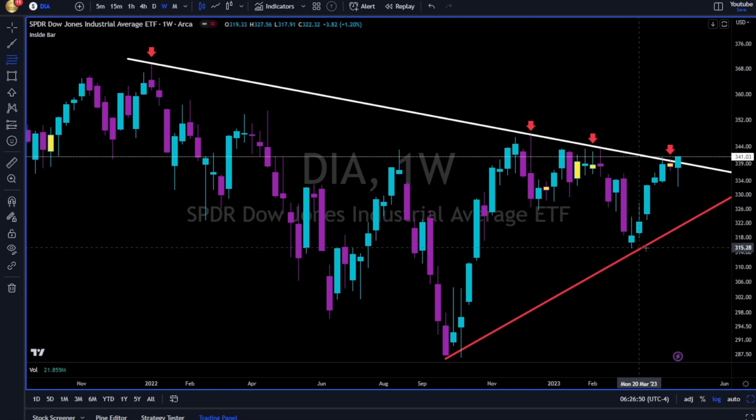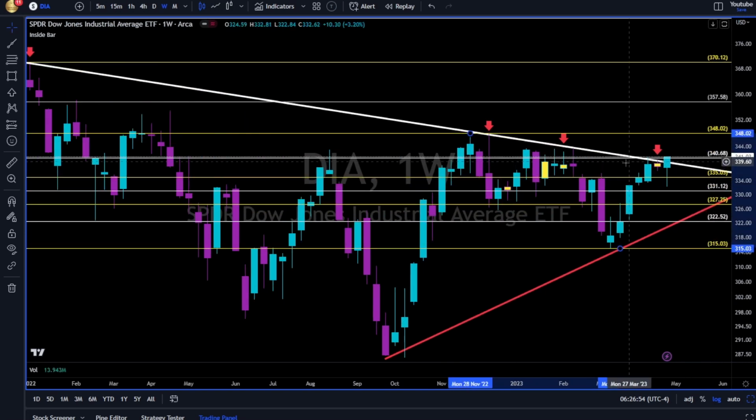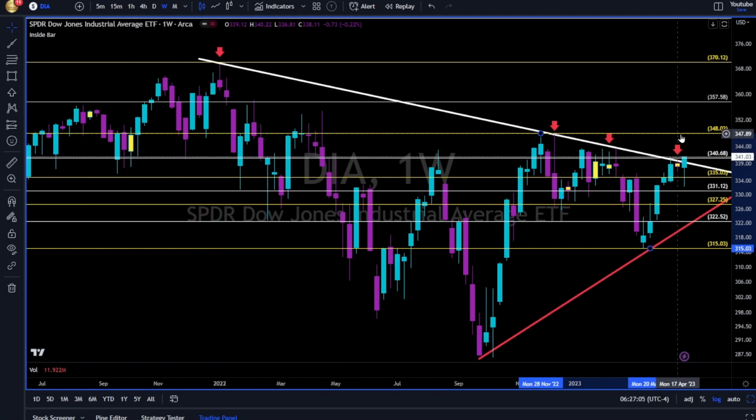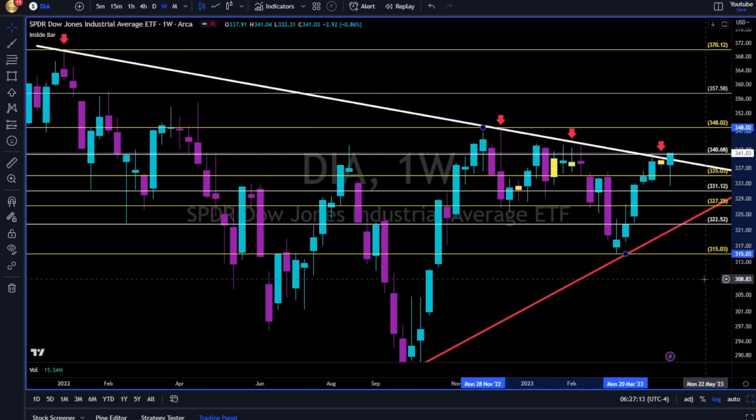All we have to do, take Fibonacci, swing low, swing high, and there you have it. The 340, 341 resistance. Now, continuation above the 341, high probability, 348 is next. Above it, we have 357 and maybe all the way to the all-time highs at 370. But one candle at a time.